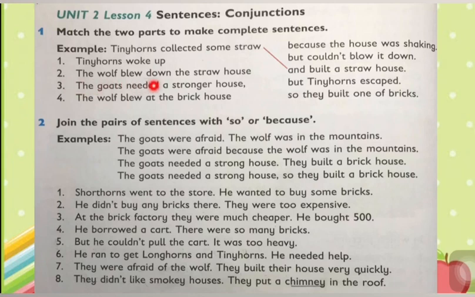Now, number 2. The wolf blew down the straw house. The wolf blew down the straw house, but couldn't blow it down. Is it clear or making sense? No, it is not at all making any sense. Let's try another one. The wolf blew down the straw house, but Tiny Hans escaped. Excellent. This is making complete sense.